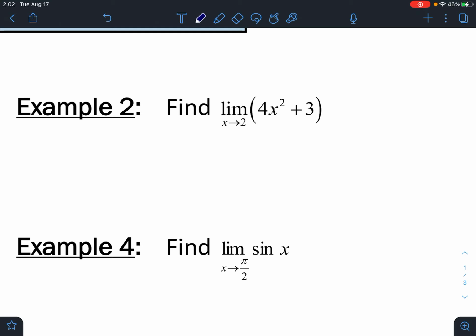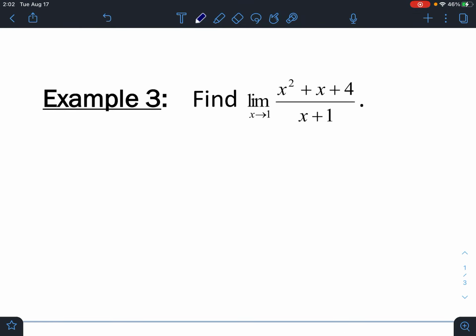Okay, the second one, we have the limit as x approaches 2 of 4x squared plus 3. So if we think of this as 4x squared separated from 3, we can put that 2 in for x in the 4x squared part, and then we also have this plus 3. So that would give us 4 times 4, which is 16, plus 3, and our limit must be 19. Now that process is called direct substitution because we are substituting directly into the expression.